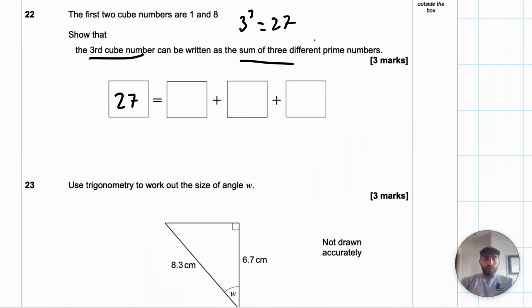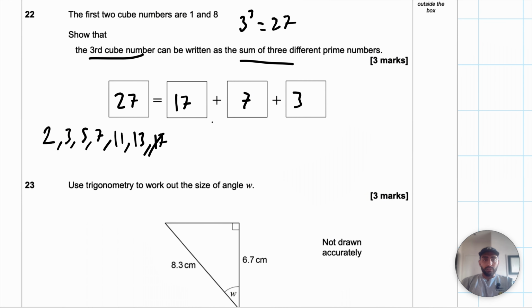What are our first prime numbers? Prime numbers are just numbers which have 2 unique factors. The first one is going to be 2, then it's 3, 5, 7, 11, 13, and 17. I'll stop there. I'll choose 17 to start off with, and I've got 27 take away 17, which is 10. So can I make 10 with 2 of these numbers? I could do 7 and I can do 3.